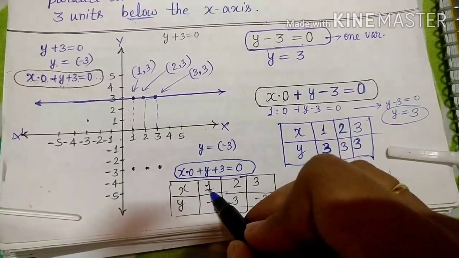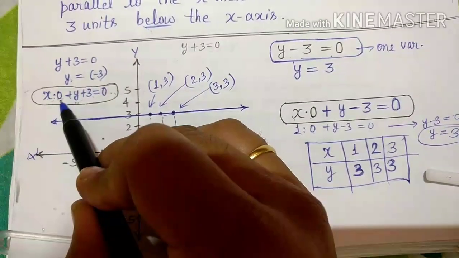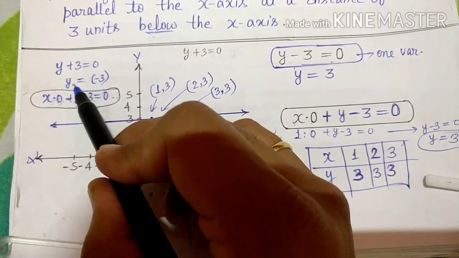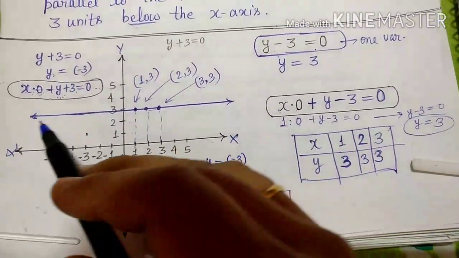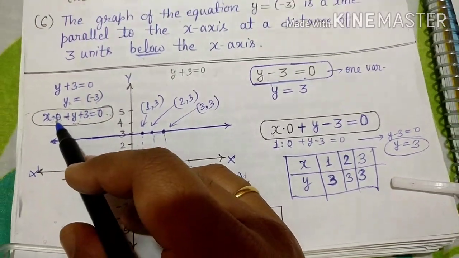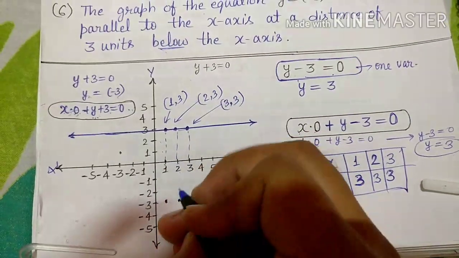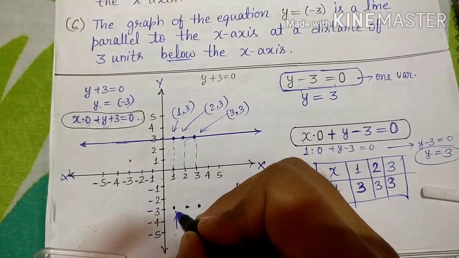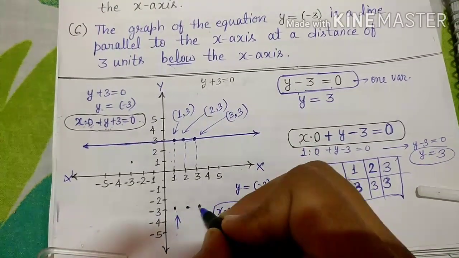So when we are putting 1, what is the value of y coming? Minus 3. Now put 2. So 2 times 0 is again 0, and what is left? y plus 3 equal to 0. Again the same, so again the value of y is minus 3. Now if we put 3 in place of this, 3 times 0 is 0, so again the value of y will come minus 3 only. So we can show this like this: 1 comma minus 3, 2 comma minus 3, 3 comma minus 3. So we get these 3 points here.